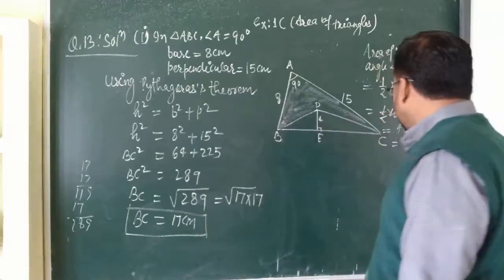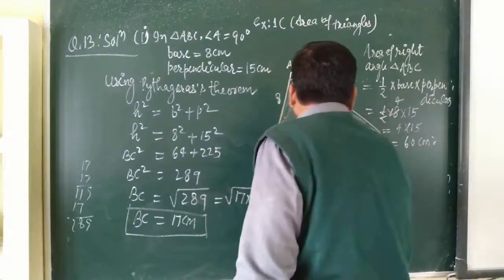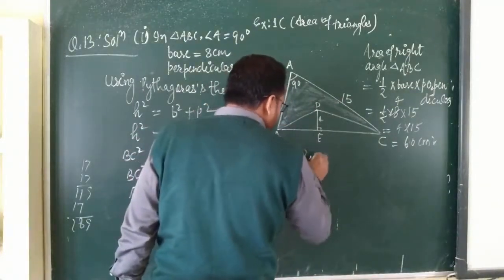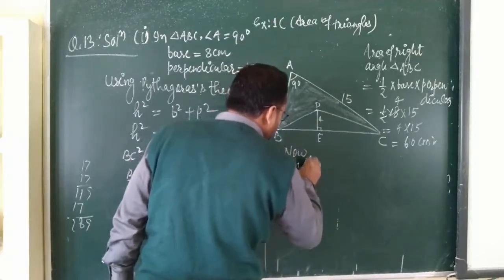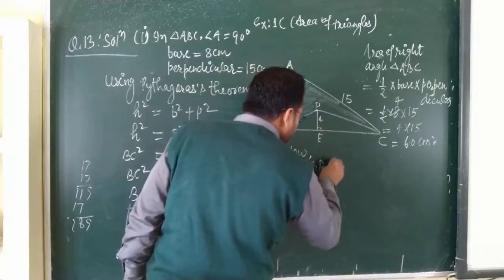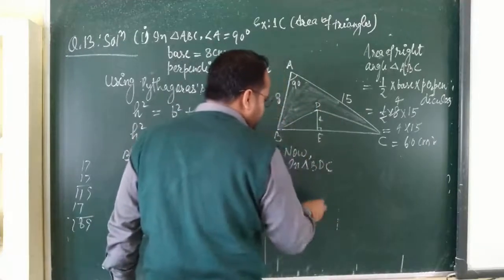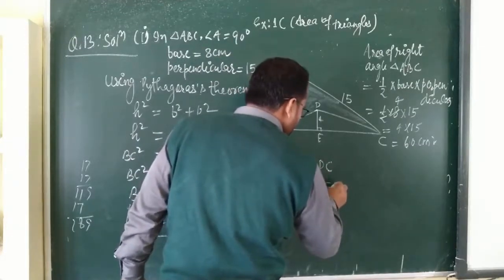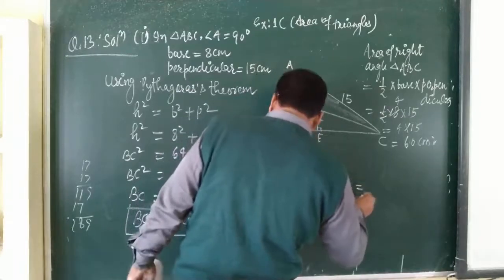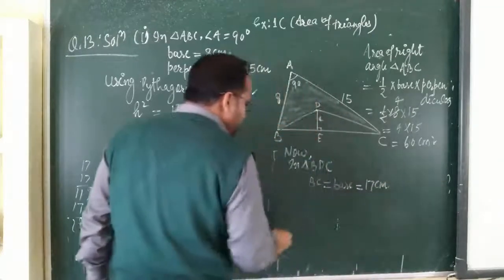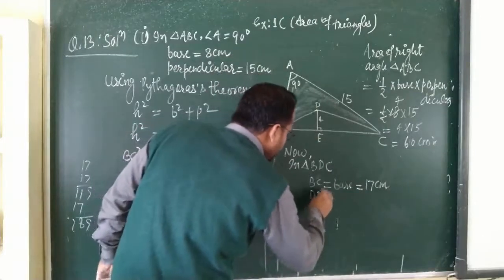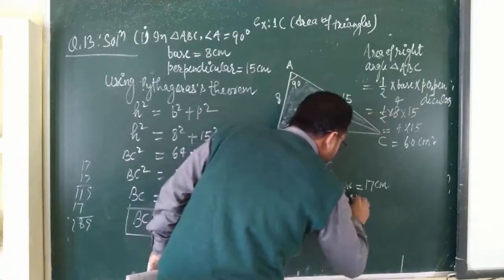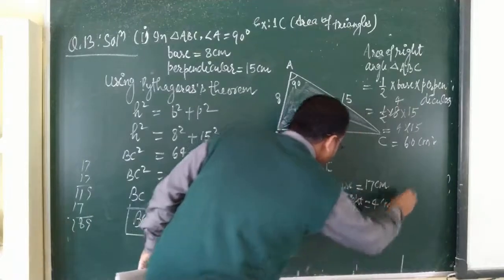Now the area of this region, unshaded region, no? Then after the area, now in triangle BDC, BC is equal to base, and this one is given that 17 centimeter, and DE is equal to height, it is given that 4 centimeter.